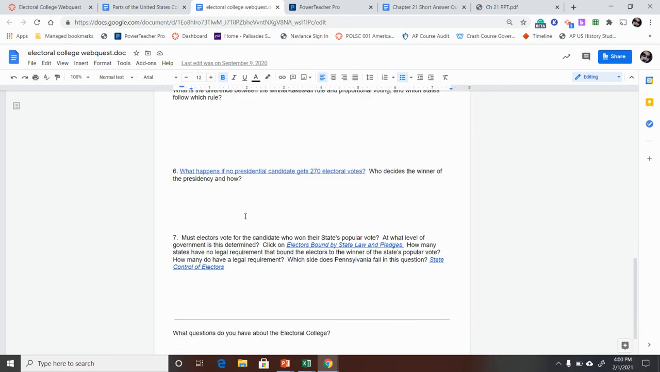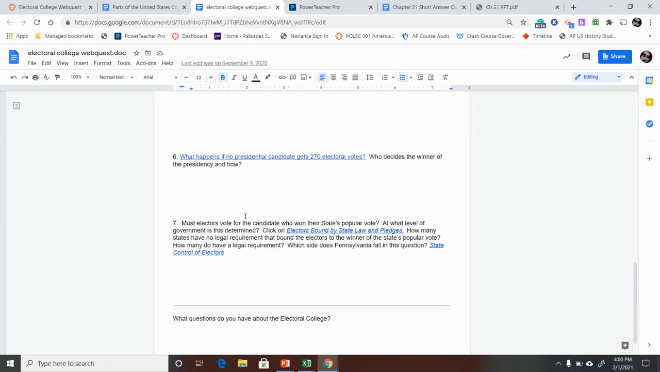For question six, we'll talk about the number needed to win the presidency out of the 538 electoral votes, which is 270. But what happens if no presidential candidate gets that number, 270? That has happened a few times in US history. So who decides who's the winner of the presidency then? Take a look at that.